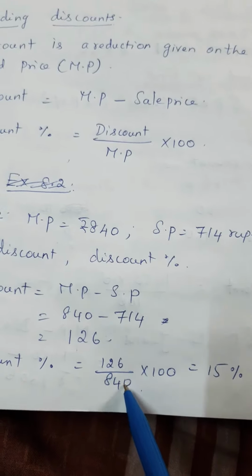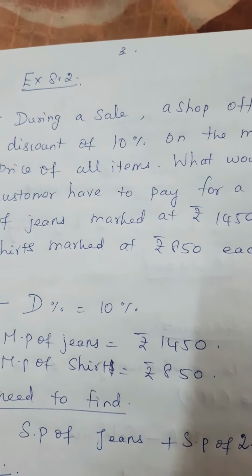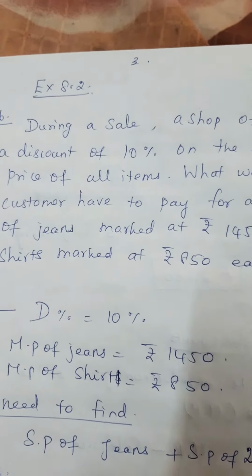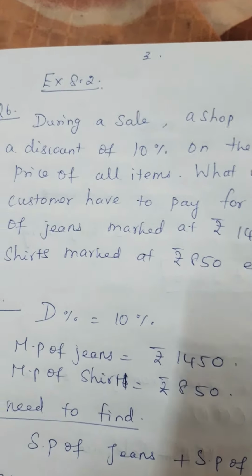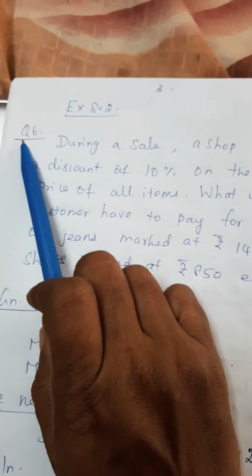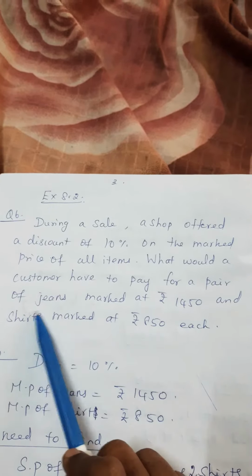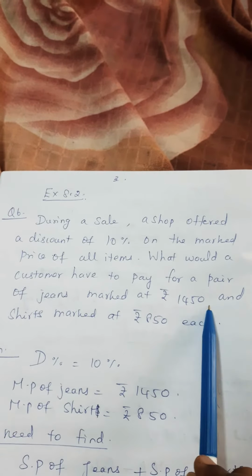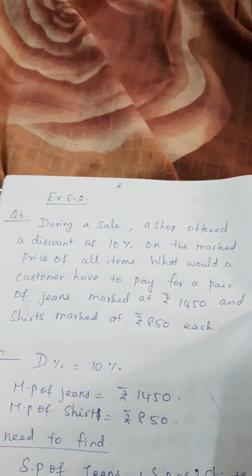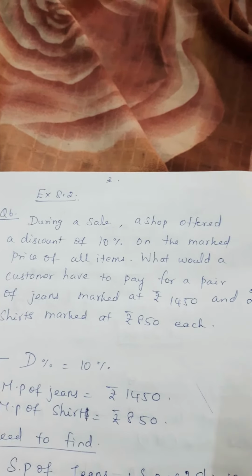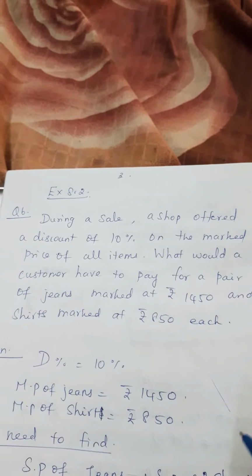Exercise 8.2 is also based on discounts. We are going to take one sum based on discount. Question number 6. During a sale, a shop offered a discount of 10% on the marked price of all items. What would a customer have to pay for a pair of jeans marked at rupees 1450 and 2 shirts marked at rupees 850 each?